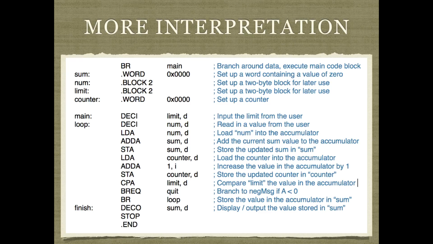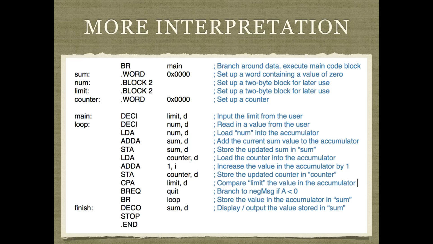So if the user provides a limit of 1, meaning they only want the loop to run once, then the value of this compare will be -1.